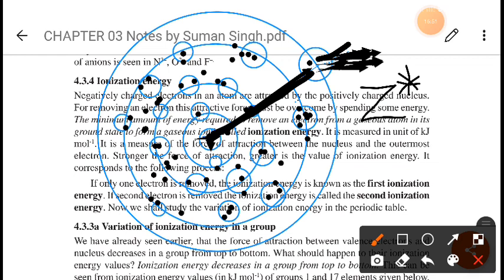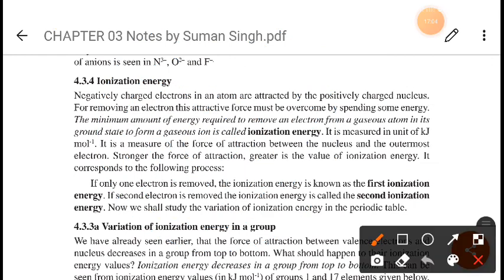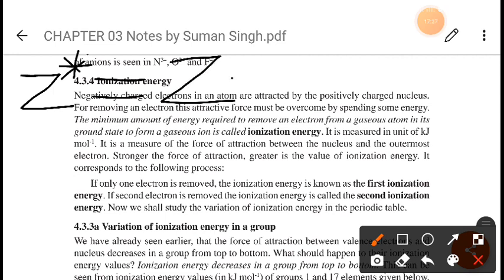The effective nuclear charge will be equal to Z minus S. The effective nuclear charge is the charge actually felt by the electron, and it is denoted by Z star.